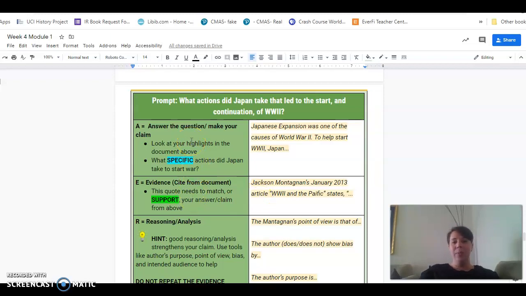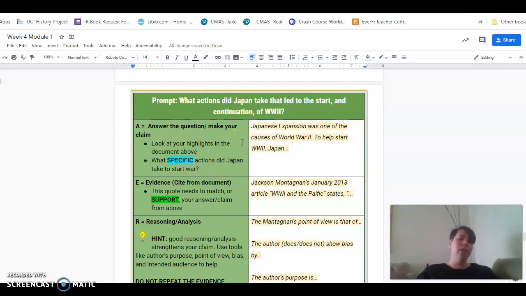What actions did Japan take that led to the start and continuation of World War II? We know that for the most part, Europe was already feeling the strain of World War II, as Hitler was ramping up his armies. And by 1939, when he invaded Poland, it was a full-out declaration of war. So how did Japan's actions in the Pacific theater lead to the start and continuation of World War II?